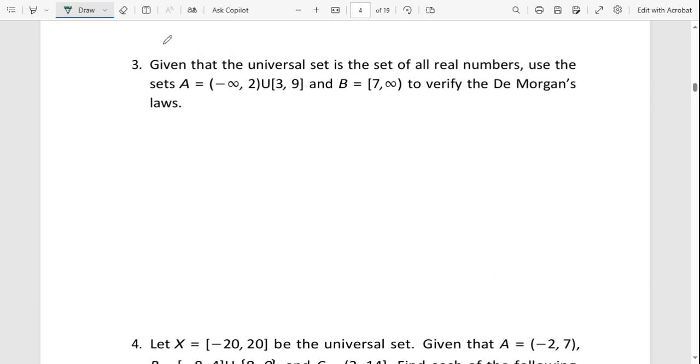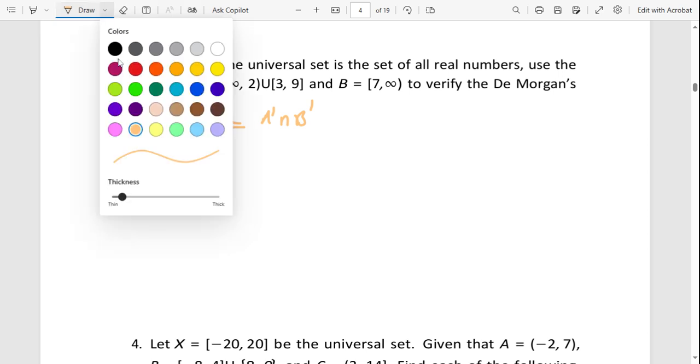So number 3 is saying, given that the universal set is the set of all real numbers, use the set A from negative infinity to negative 2, union 3 to 9, and B which is 7 to infinity to verify the De Morgan's laws. Now I'm only going to verify one law of De Morgan's. Okay, I'm going to verify A union B complement being equal to A complement intersection B complement. That's the one I will verify.